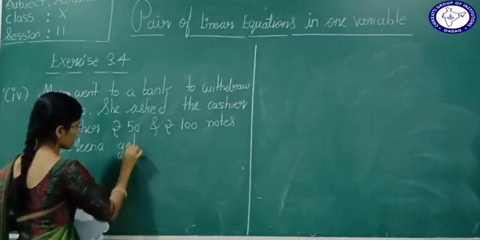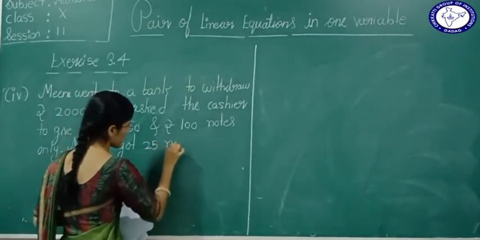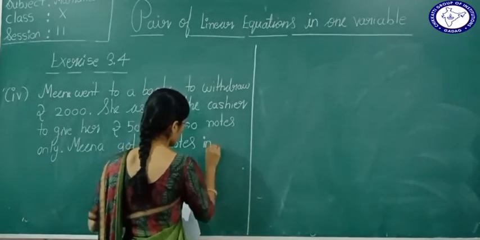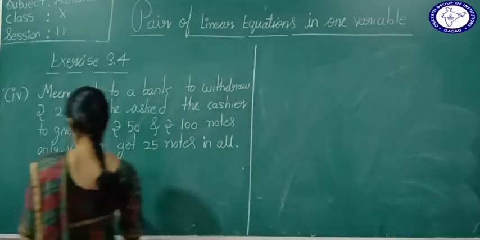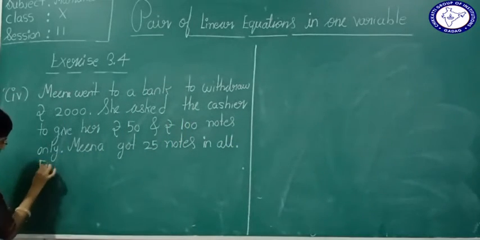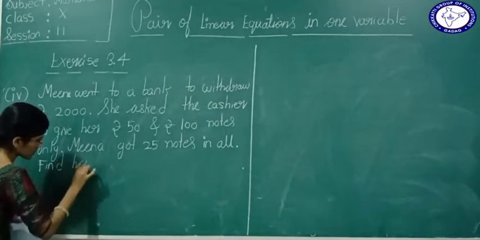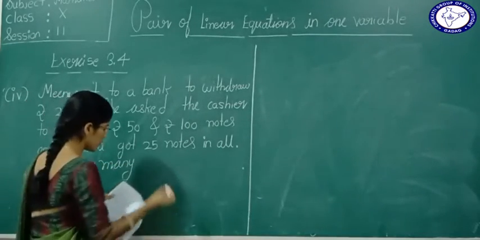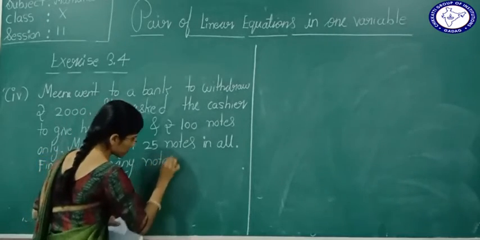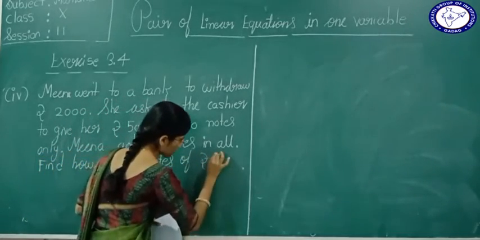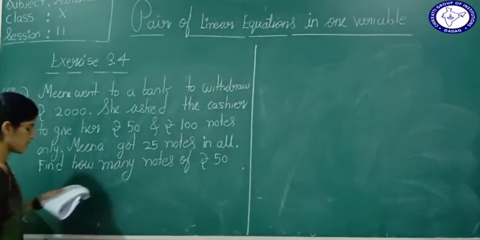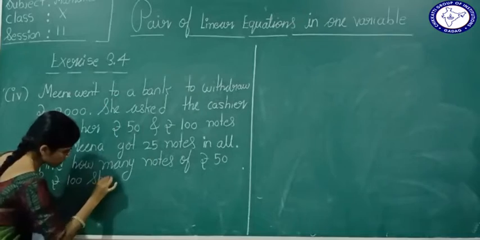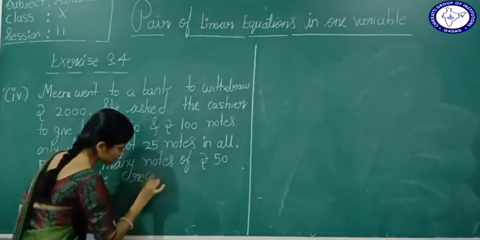Meena got 25 notes in all. Find how many notes of rupees 50 and rupees 100 she received.